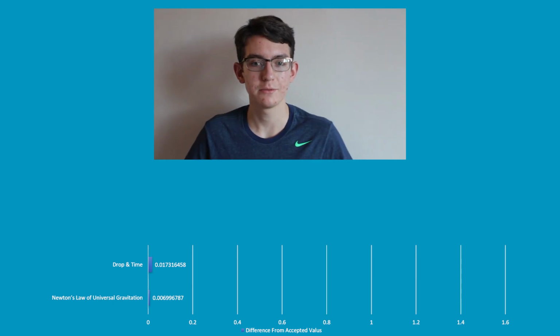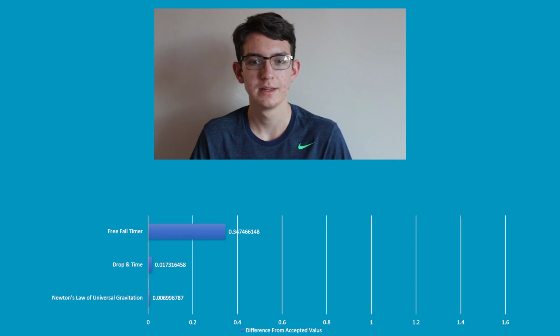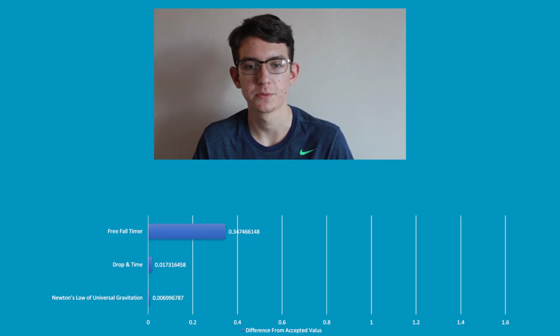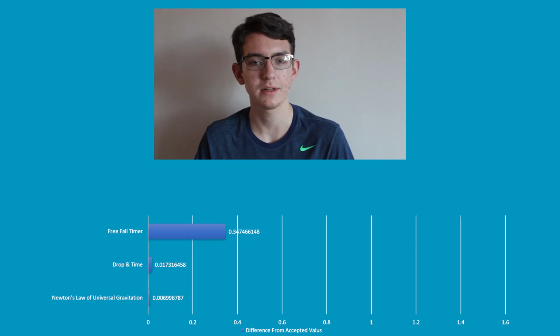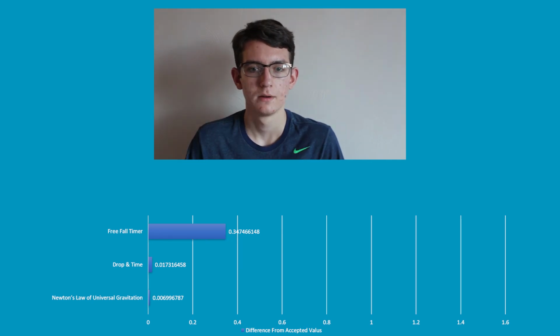So the third best way was to use the Freefall timer machine. It was off by about 0.35 meters per second squared, and I didn't really expect that much from the machine based on some of the issues I had getting it set up, so I'm kind of surprised that it isn't the least accurate.